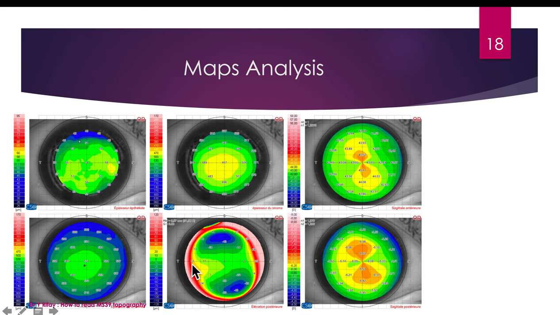but you have other displays, these six-map displays, which are very interesting, and you can customize which map you want. You can put here thickness of epithelium or thickness of stroma or the anterior chamber depth or elevation or anterior elevation. So you can manage and you can choose each map in each place here.